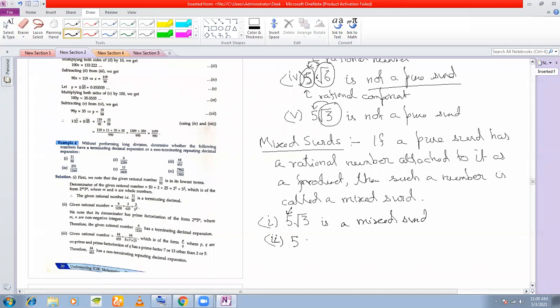Next, 5 into 6th root of 6. As in the above example, 5 into 6th root of 6 is not a pure surd. Therefore, it is a mixed surd.